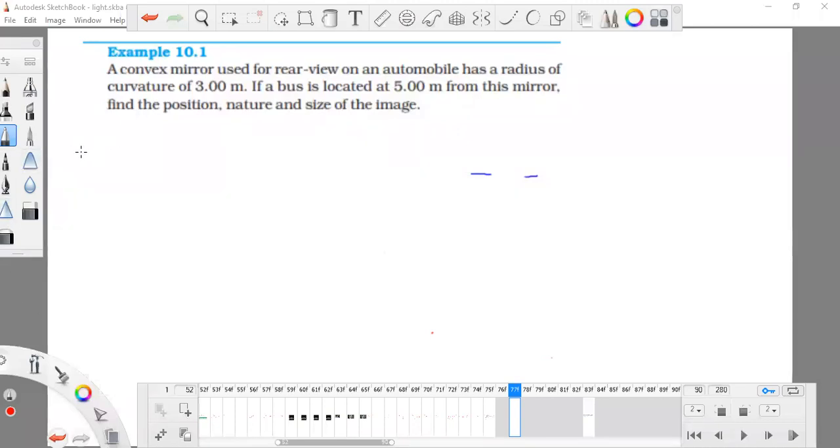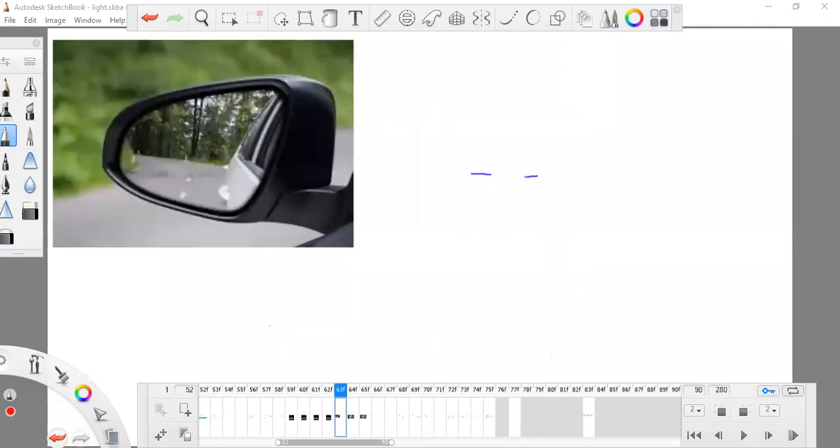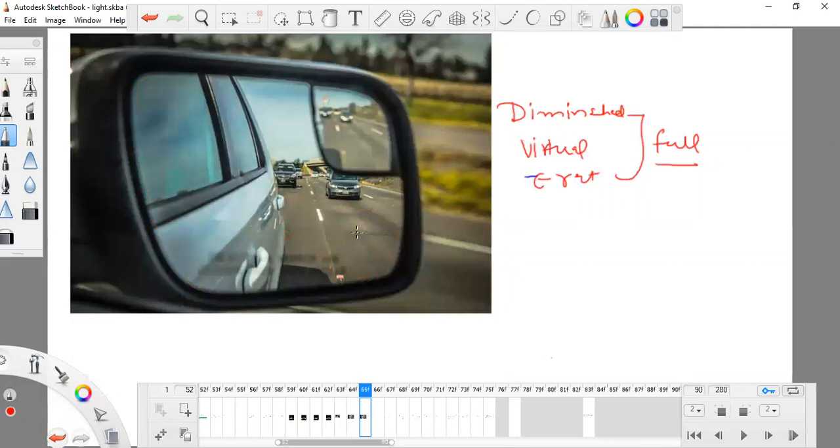So, example 10.1. This is directly from our NCERT. Now we are going to take a convex mirror. Remember, we are going to use a convex mirror. So, just to draw a convex mirror, this is my convex mirror. Now this is used as a rear view mirror in automobiles. So what is rear view? This type of view, when you can see what is exactly behind, is known as rear view.